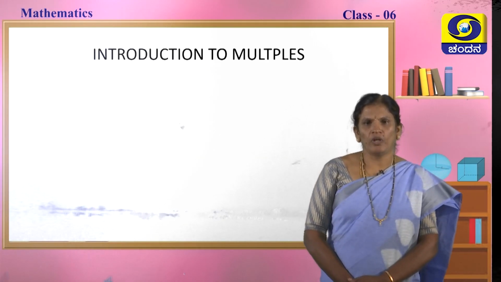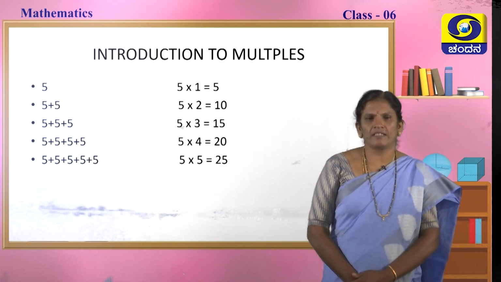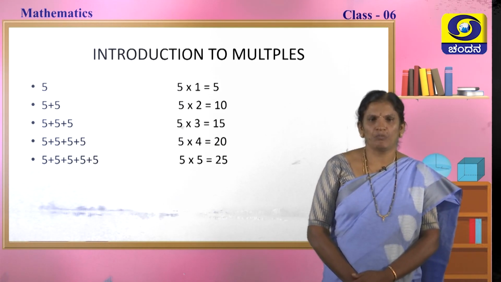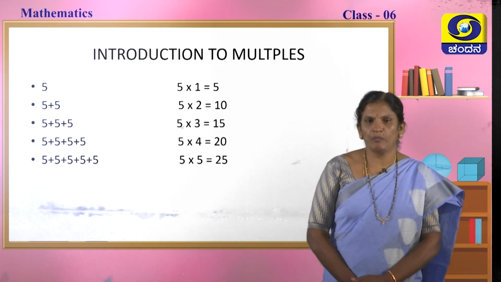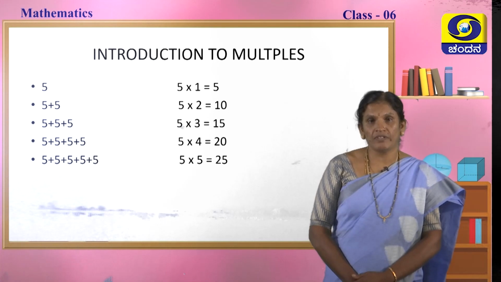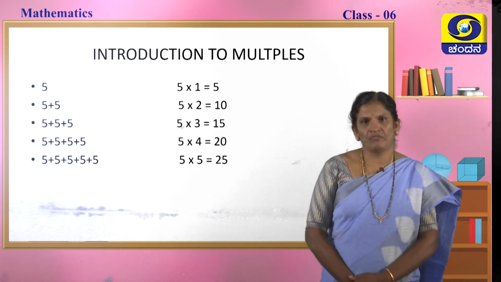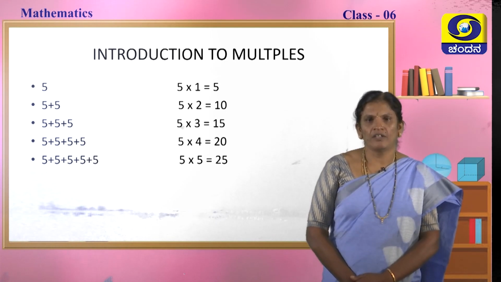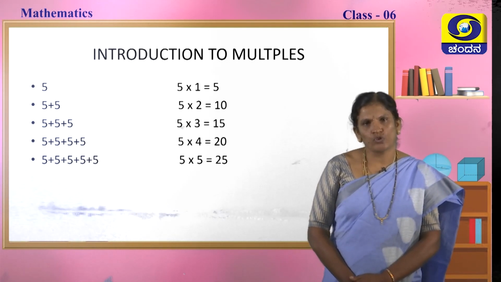Now move to introduction of multiples, children. Here see, you might have seen on the left side 5, 5 plus 5, 5 plus 5 plus 5, 5 plus 5 plus 5 plus 5. If we keep on adding like this, it will become lengthy. It is difficult to add. So we can multiply like this: 5 into 1 is 5, 5 into 2 is 10, 5 into 3 is 15, 5 into 4 is 20, 5 into 5 is 25 and so on.